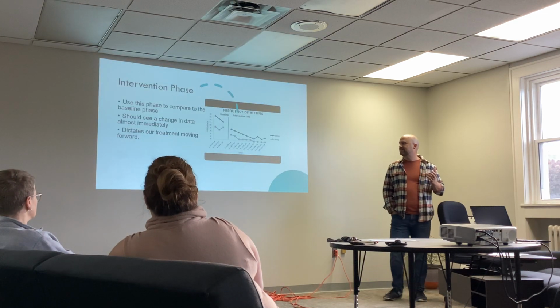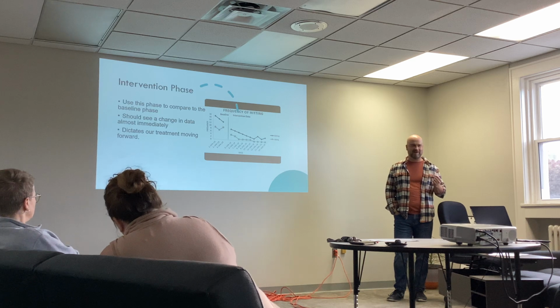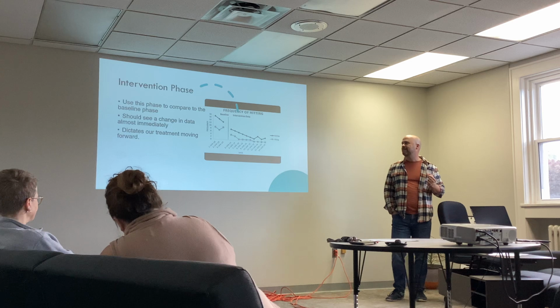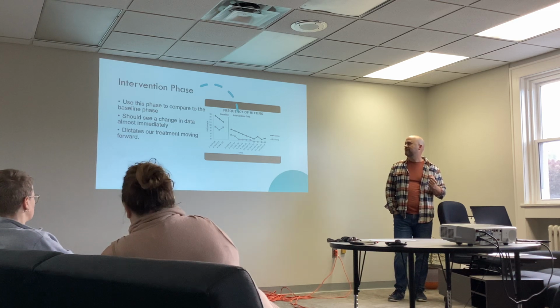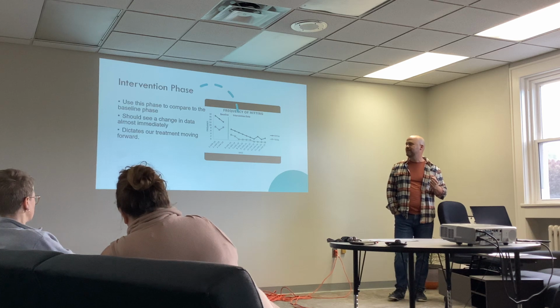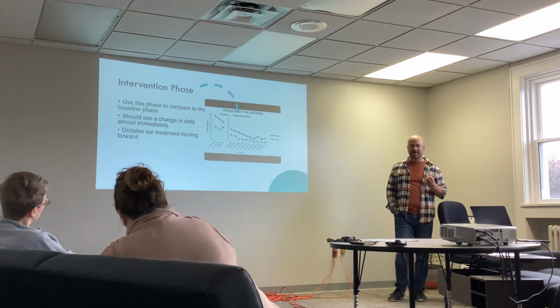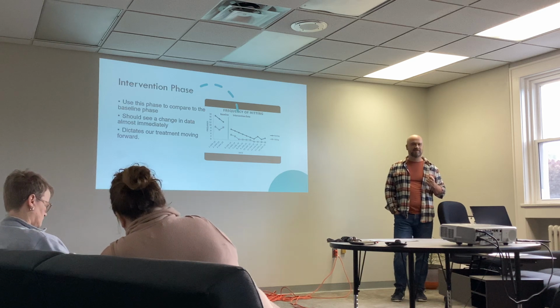And then we have the intervention phase. This is kind of what a graph could look like for us. We're going to use this phase to compare to the baseline phase. We should see a change in the data almost immediately after we put an intervention into place, and it dictates our treatment moving forward. So if we look at this graph, it's an A-B design where we have a baseline phase, which is A, and an intervention phase, which is B.